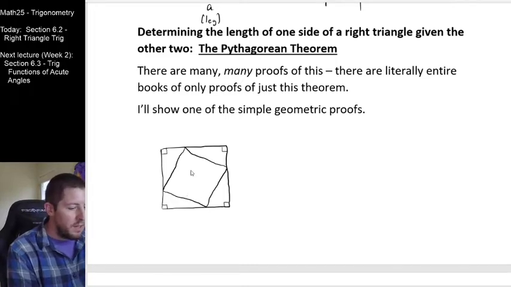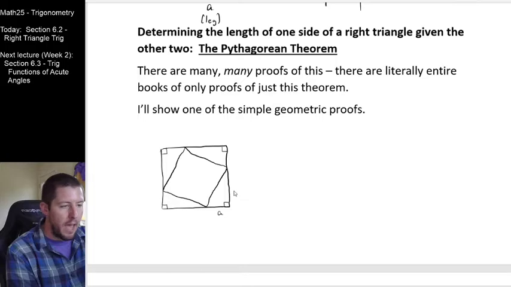All right. I'm going to give some labels to each of these guys right here. I'm going to label the short leg of each triangle A and the long leg B.